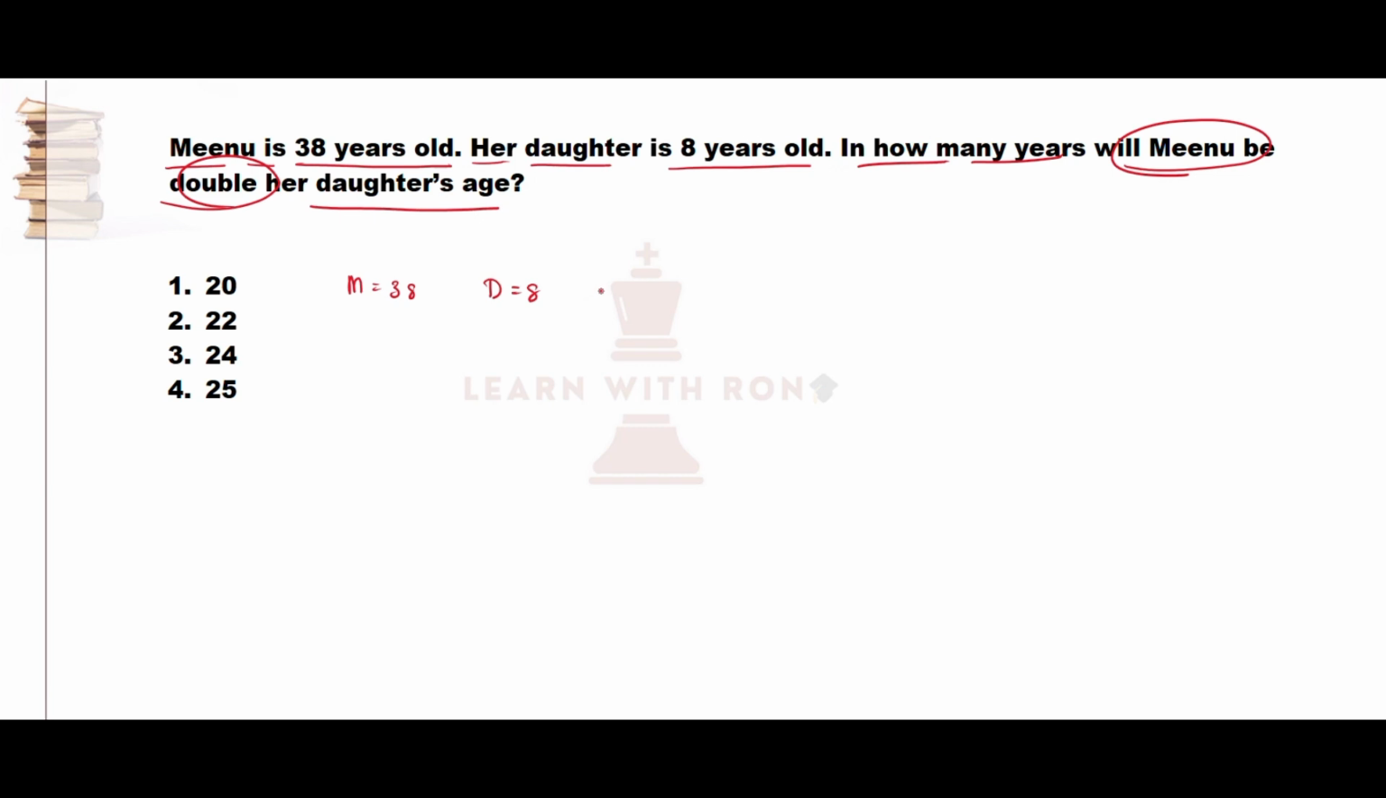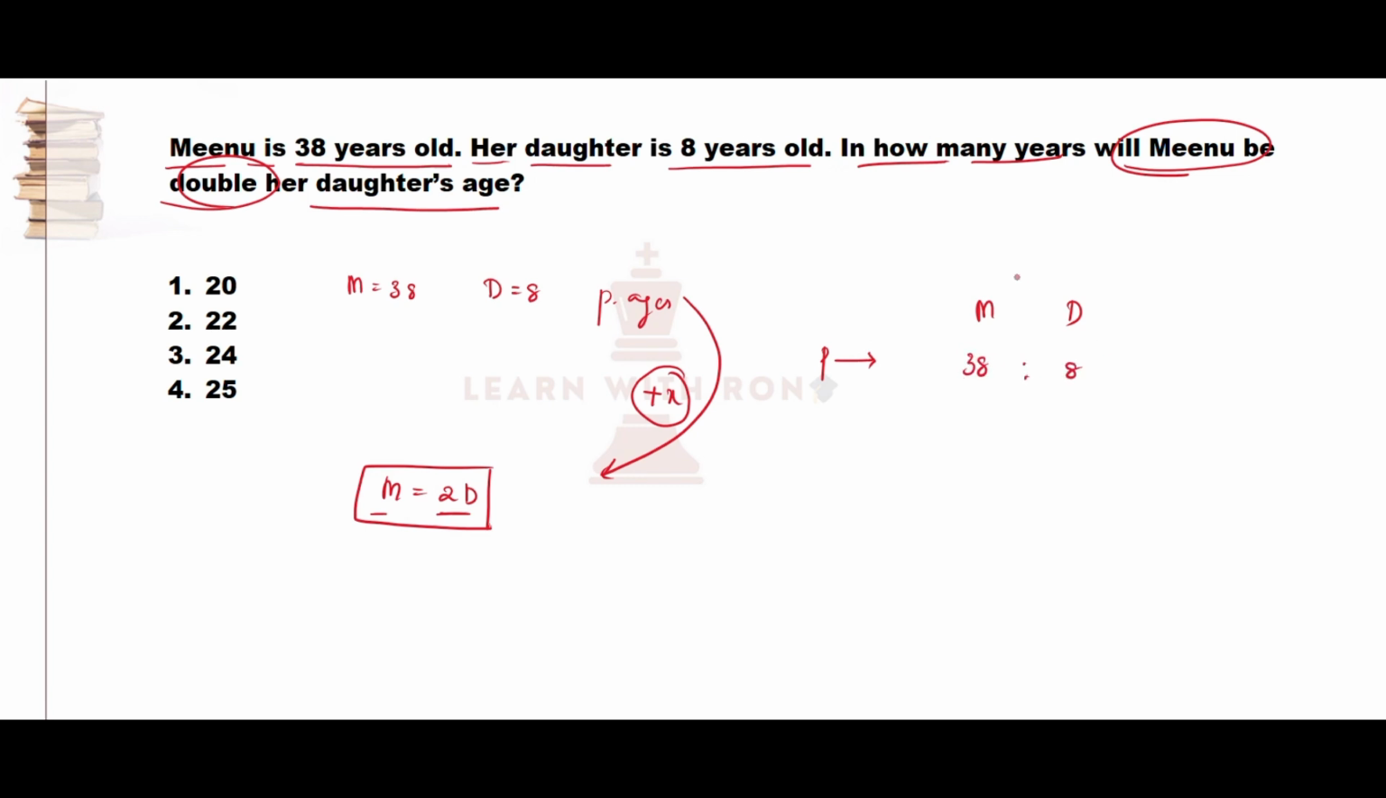So let's say these are the present ages. After how many years later Meenu's age is twice of her daughter? So let's say after x years Meenu's age will be twice of her daughter. They asked us to find this x value. Okay, Meenu and daughter, present ages ratio how much? Meenu's age is 38 and daughter's age is 8.